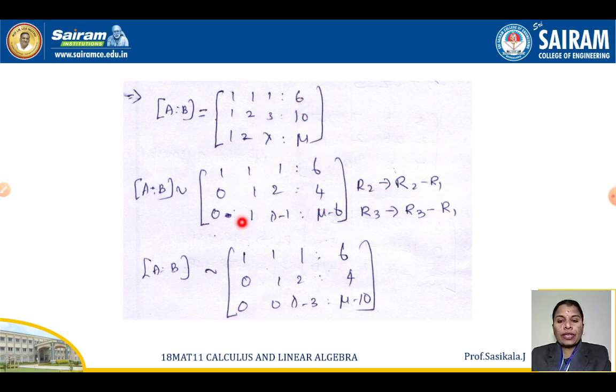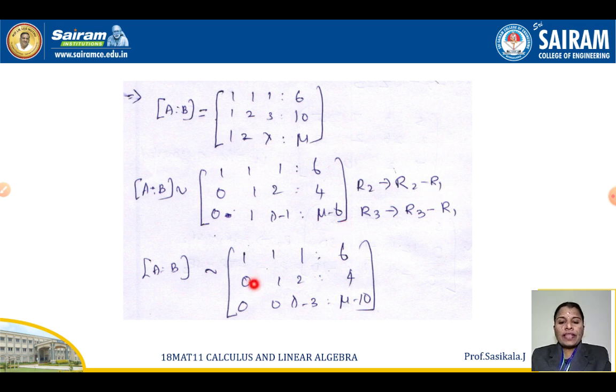The next one, for the third row: R3 becomes old R3 minus R1. The new R3 is 1 minus 1, which is 0; 2 minus 1 is 1; lambda minus 1 stays as it is, because we don't know the value of lambda; and mu minus 6 stays as it is.